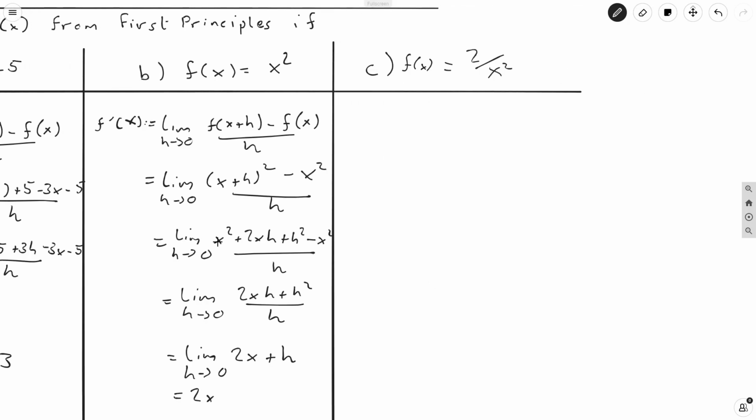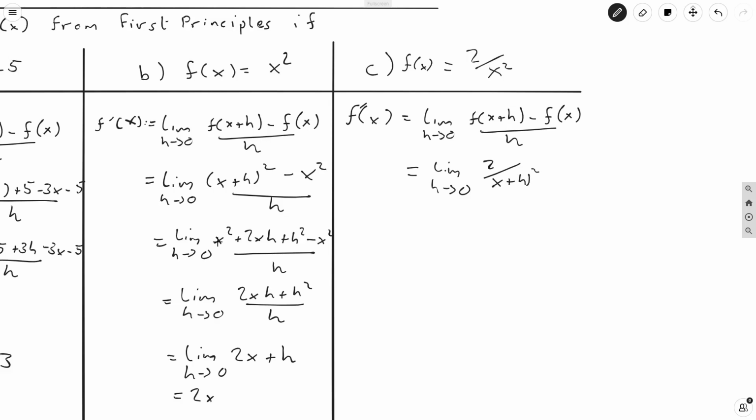Okay, and lastly let's talk about f of x equal to 2 over x squared. So f of x, or rather f prime of x, is equal to this stuff. Let's just drag that over here, which in this context is equal to the limit as h goes to 0 of 2 over (x plus h) squared. Again, that's just substituting in x equals x plus h, minus 2 over x squared, all divided by h.